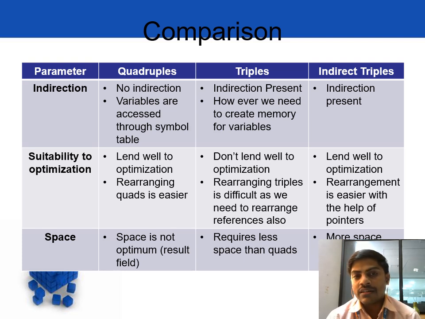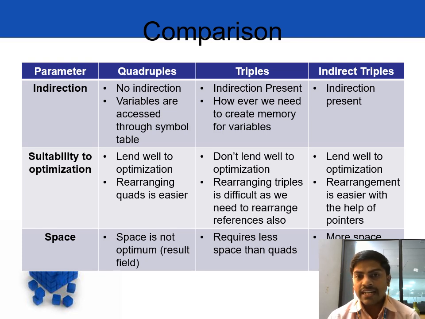So let us compare in terms of indirection, suitability to optimization and space. Quadruples: there is no indirection involved. It lends itself well to optimization because rearrangement is easier. There are no indirect references applied. Rearranging will not affect the optimization. The space is not that optimal because we use four fields. Whereas triples is good in terms of space compared to quadruples, but it is not that suitable for optimization because the rearrangement of statements or records will affect the answers. So it is not well suited for optimization.